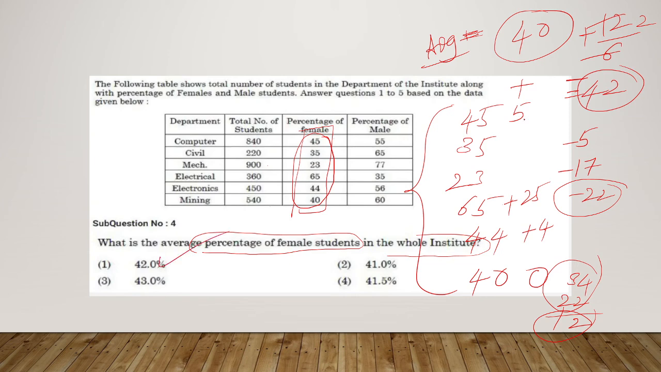Okay, this is a very easy way of doing average, friends. Instead of adding all and dividing by that number, this is a very easy method. In the previous lesson of DI, I already explained very clearly. Please go and watch if you want to clear your concept of doing average.